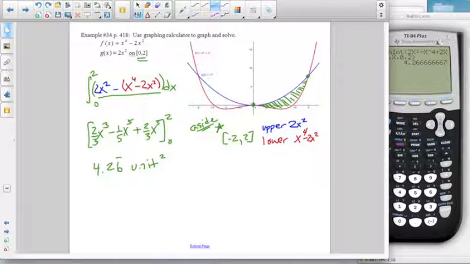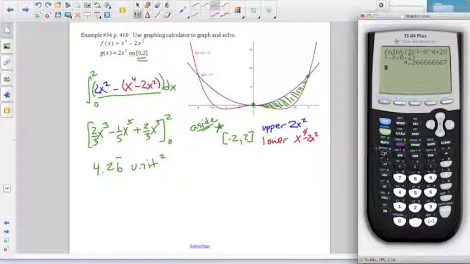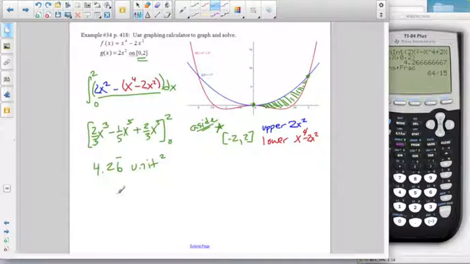And if we want to know what that is as a fraction, we can go ahead and get that as a fraction by hitting the math button and then selecting 1 for fraction and hitting enter. And that is 64/15, which is what you get if you'd integrate and combine all the fractions with a common denominator.